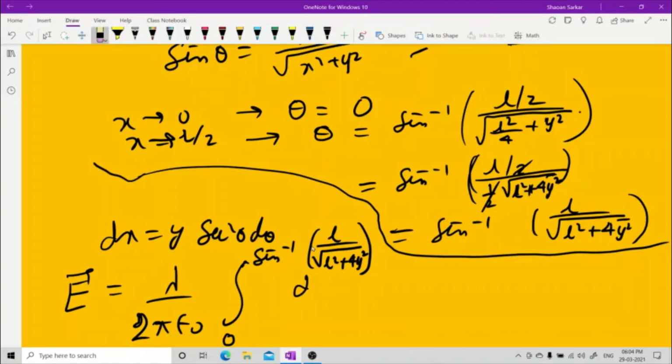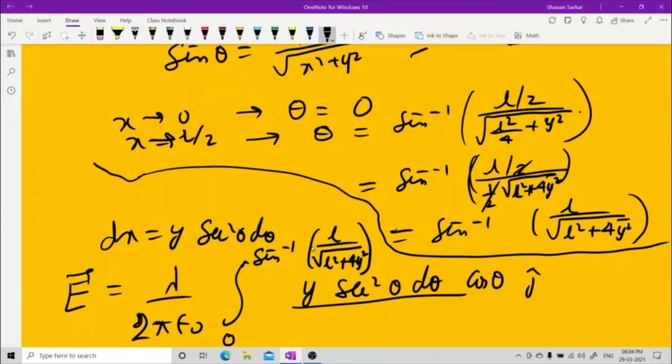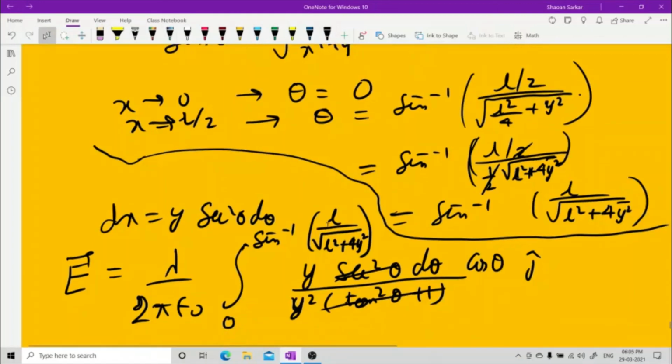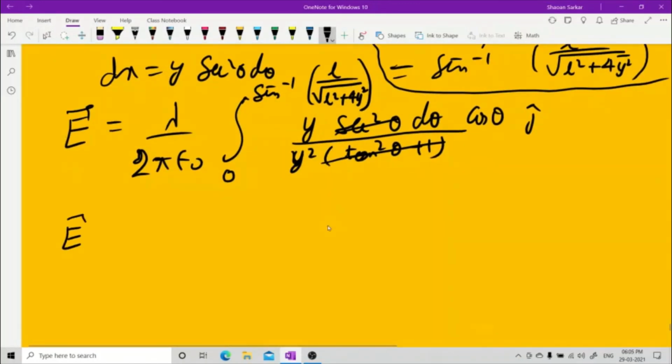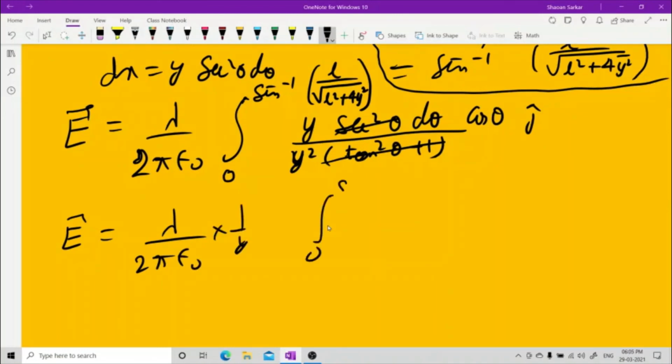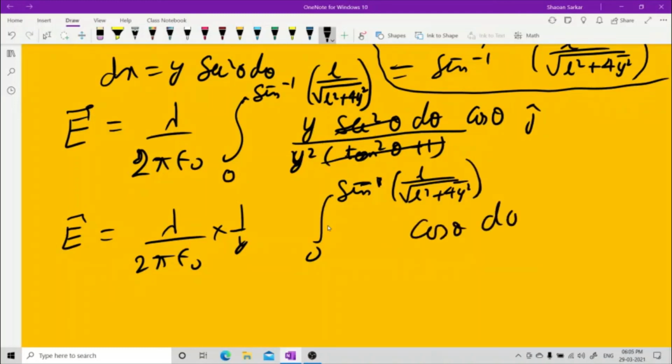Instead of dx, you will write y sec square theta d theta cos theta j cap upon, you take y square out, you have tan square theta plus 1, and those two cancel out each other. So now you have E vector equal to lambda upon 2 pi epsilon naught into 1 upon y, integral from 0 to sine inverse of L upon under root L square plus 4y square, cos theta d theta j cap.